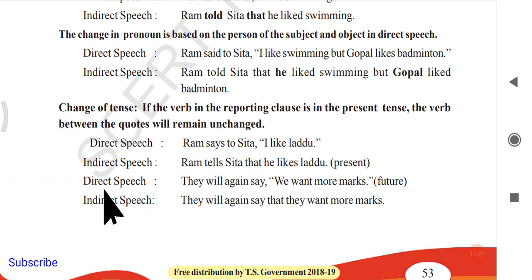Next, direct speech, the second one. They will again say, we want more marks. Here they will again say that they want more marks, as it is. Why is it as it is? Because the reporting clause here is in the present tense. So whatever the information that is between the inverted commas will not be changed. So that is the rule here.